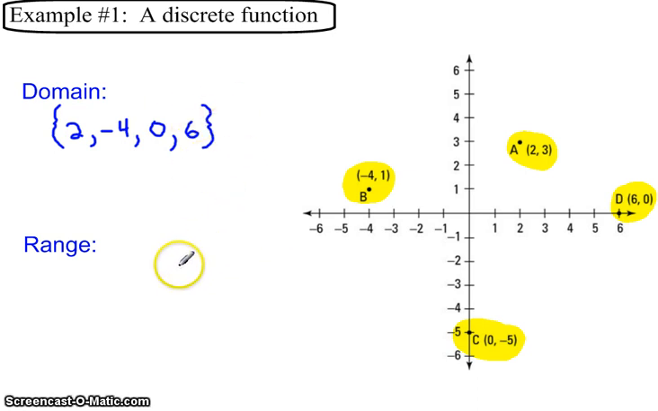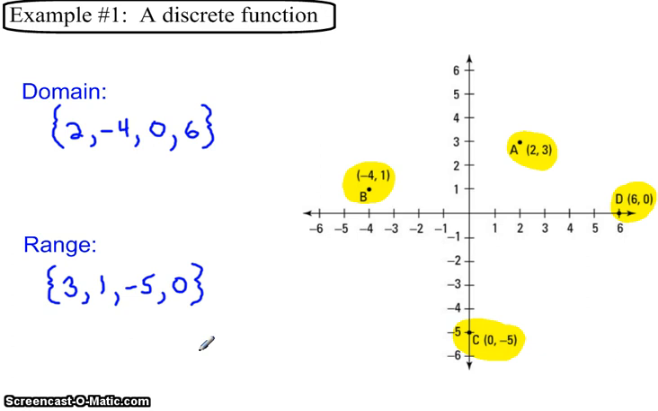Now the range is all the possible y values. So again, we're going to look at the y's. So we got a 3 for an A. B has a 1. C's y value is -5. And D's y value is 0. And I'll put those in the brackets too. That's it. So discrete functions are super easy to find the domain and range.